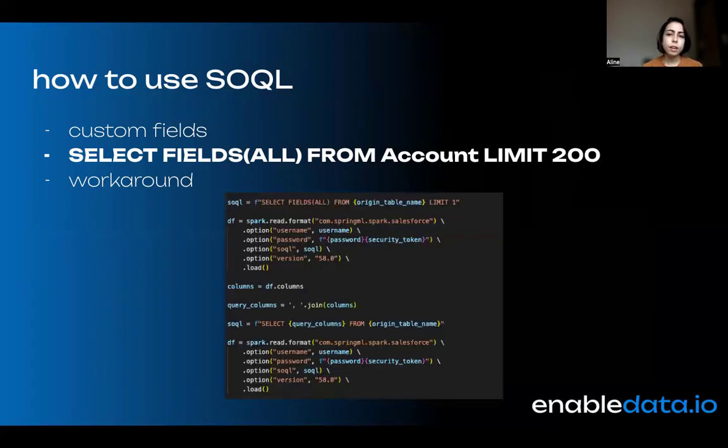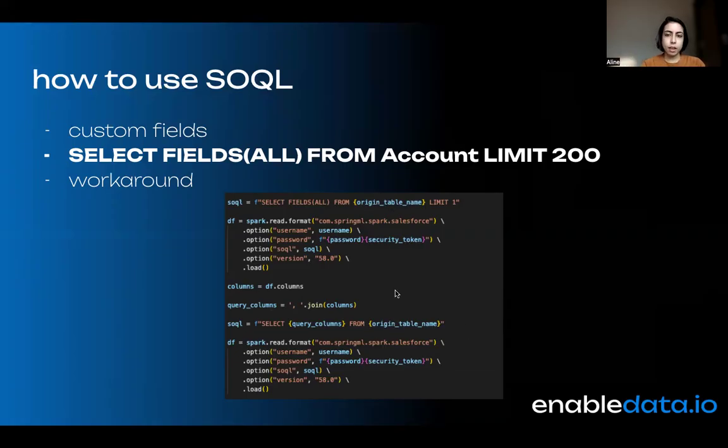So instead of trying to query or do pagination or whatever, here in the first SOQL, we have queried all of the fields, but limit one, because we just want to get the columns. We only get one row, but we don't even look at that row because we only want the columns. We get the df.columns to get all of the columns in this data frame. And then we do a join with the list, which is very straightforward. And then we just do select the query columns, and then from the origin table.